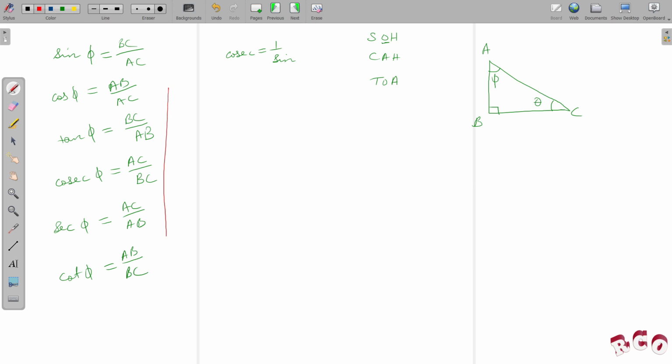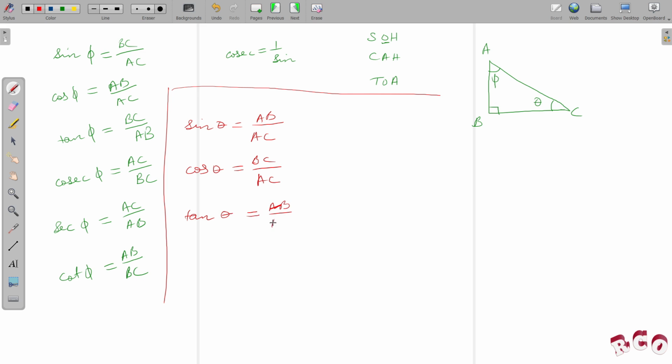Now let us try to do it for theta. So now sine theta is equal to what? Opposite, AB by AC. And then cos theta will be what? BC by AC. And then tan theta will be Toa: opposite is AB, and adjacent is BC. And then cosec theta is what it will be: hypotenuse by opposite AB. And then sec theta will be the inverse of what?